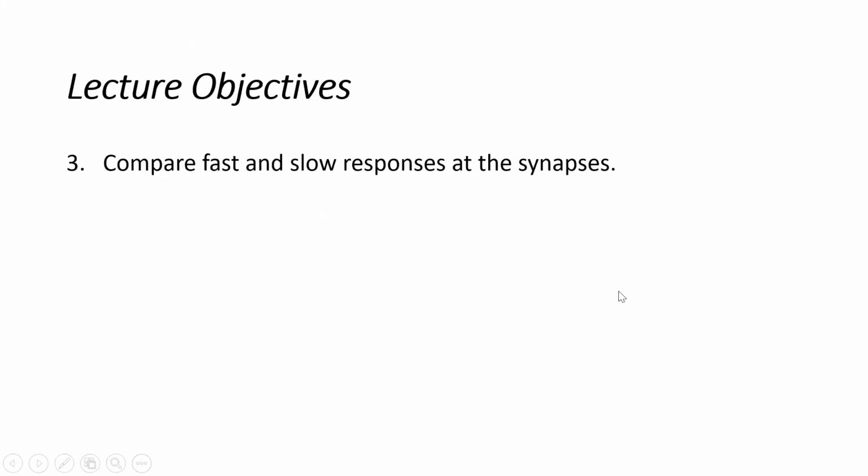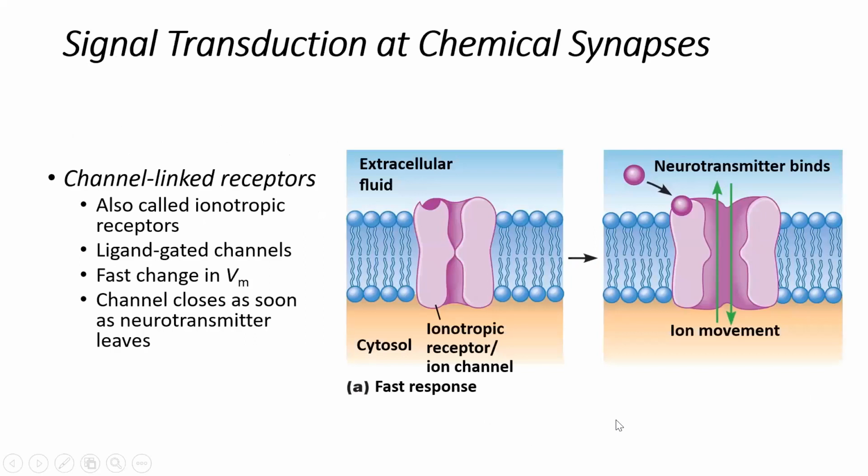All right, let's move on to lecture objective 3. This is where we distinguish between fast versus slow responses at the synapse. And so this is now where we're talking about what's happening when that neurotransmitter binds to that specific receptor, and how do we classify a response as being fast versus being slow. So this brings us to signal transduction.